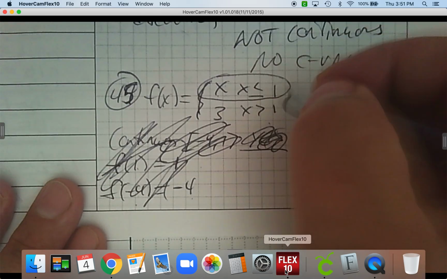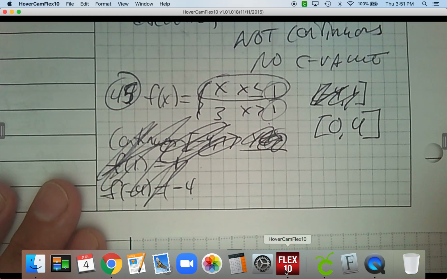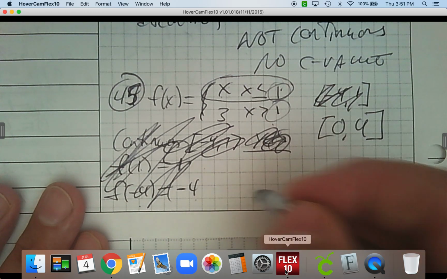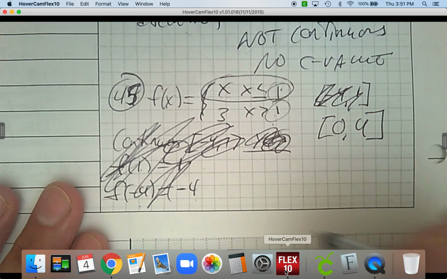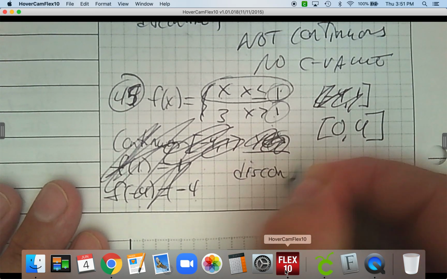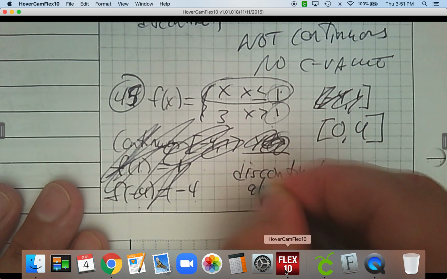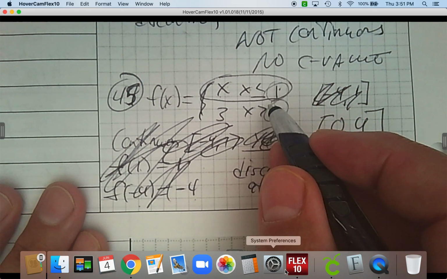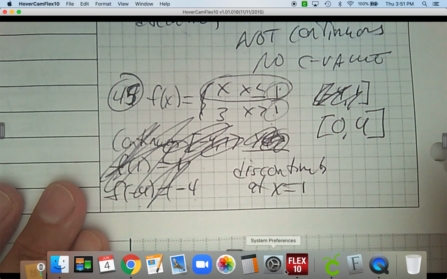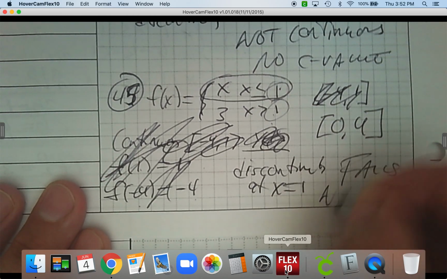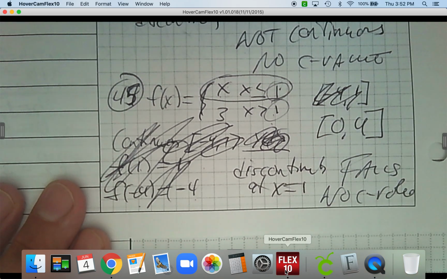From 0 to 4, it involves positive 1. That's in the middle. So if I plug 1 into the top, I get the answer 1. Plug 1 into the bottom, I get the answer 3. There is a discontinuity at x equals 1. So when you plug in 1, you get two different answers, left and right. So it's not continuous. So it fails. No C value. Sorry. Let's go back to 44.